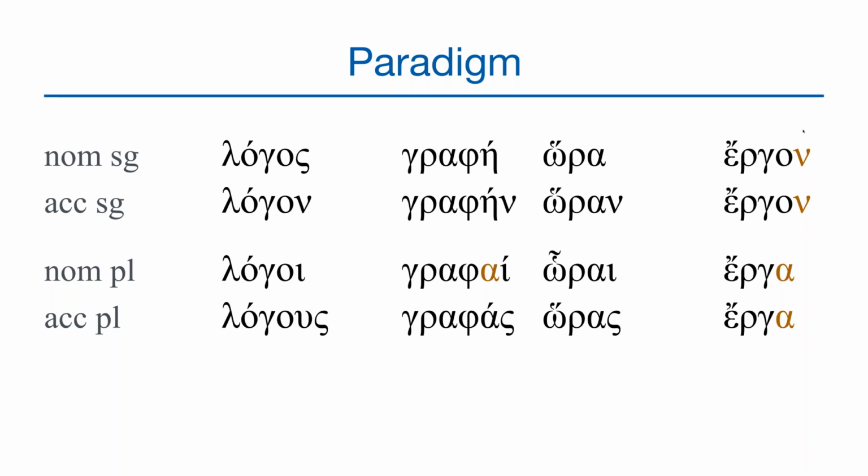Graphe, subject, that's writing. Graphen, writing, the object. Graphai, and I'll come back to that one, the writings, subject. Graphas, writings, object. You will notice, even if it has an eta ending, it still has an alpha in the nominative plural. That's an important thing to remember.